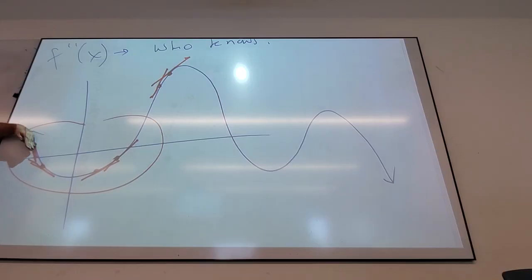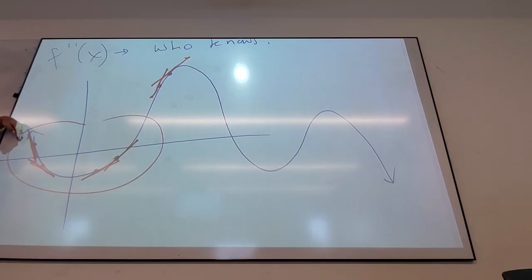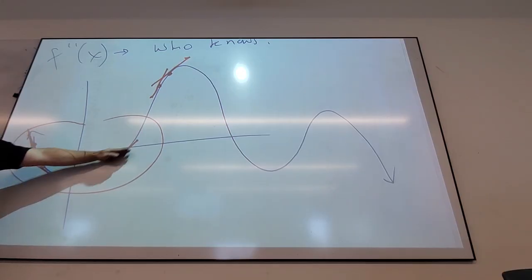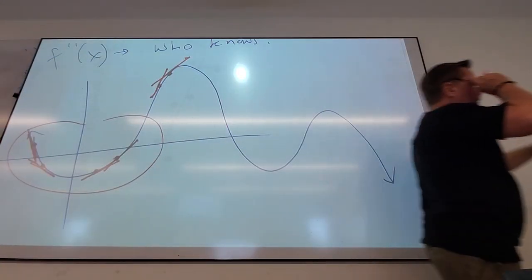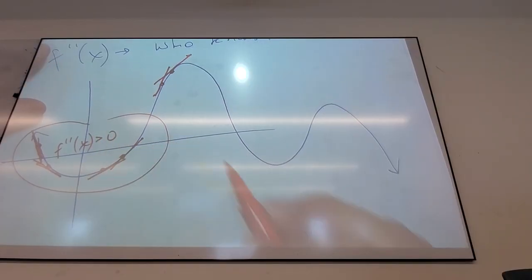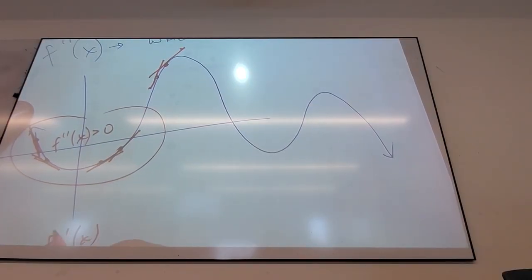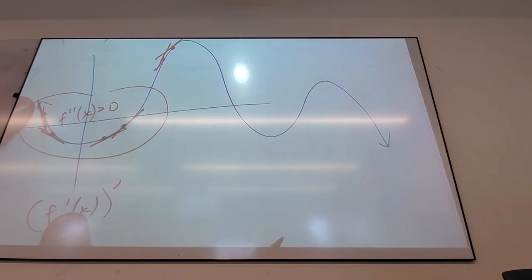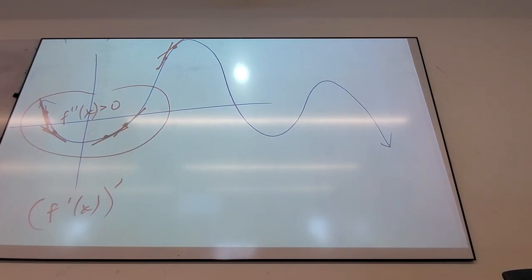But notice, this whole region looks like a smile, doesn't it? Look, he's smiling at us, right? Over here, what's over here? So this whole region, f double prime is greater than 0. Yes? Why? Because the slope of my slope, the change of my slope, is positive. It is getting bigger through that whole region.